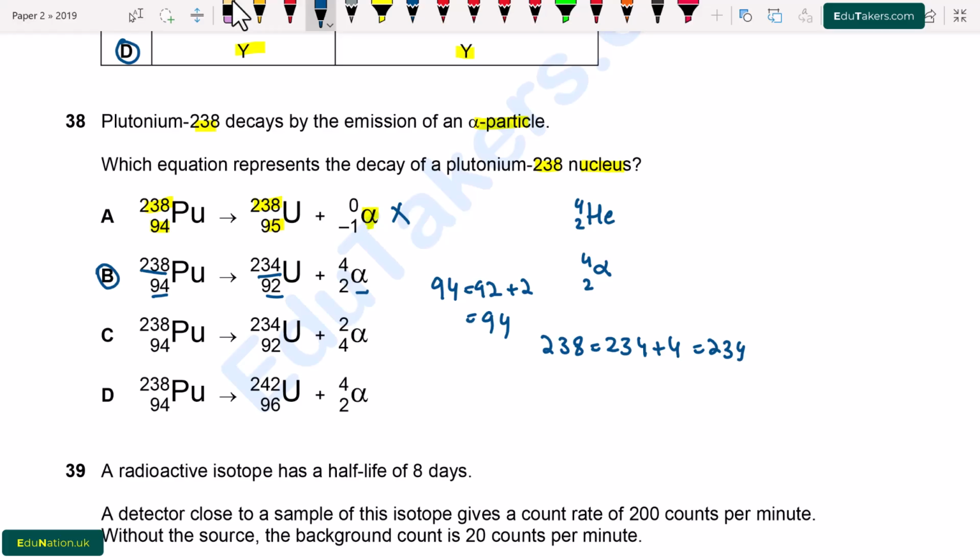Option C is incorrect because here the alpha particle's atomic number and mass number are interchanged. So option C is incorrect. And in option D, the atomic number and mass number of the uranium increase. So this is also incorrect.